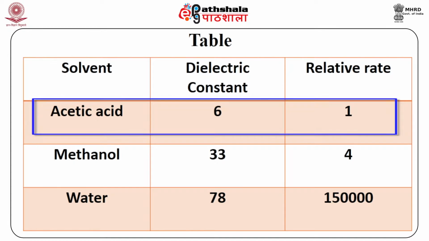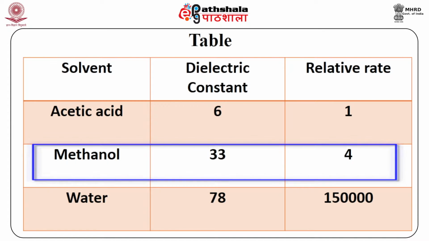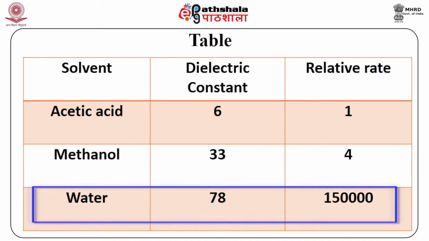Now here is a table which shows you the dielectric constant of various common solvents. As you can see, acetic acid has a dielectric constant of 6. So if it is used for an SN1 reaction, the relative rate would be only 1. Methanol has a high dielectric constant because of the oxygen atom, almost the most electronegative atom in the periodic table after fluorine. So, the relative rate becomes 4. However, if you consider water, it has a dielectric constant of 78, which is more than double that of methanol. So, the relative rate is 150,000.